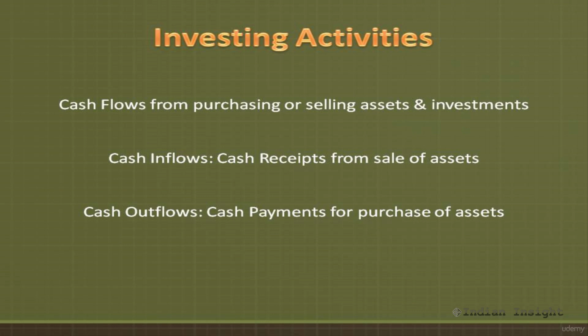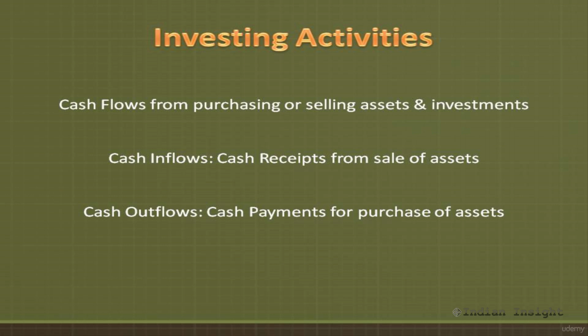Cash flow from investing activities includes purchasing and selling long-term assets and other investments. These long-term investments include property, plant and equipment, intangible assets, or other long-term assets, and both long-term and short-term investments in equity and debt issued by other companies. Cash inflows in investing activity include cash receipts from sale of non-trading securities, property, plant and machinery, intangibles and other long-term assets. Cash outflows include cash payments for the purchase of these assets.